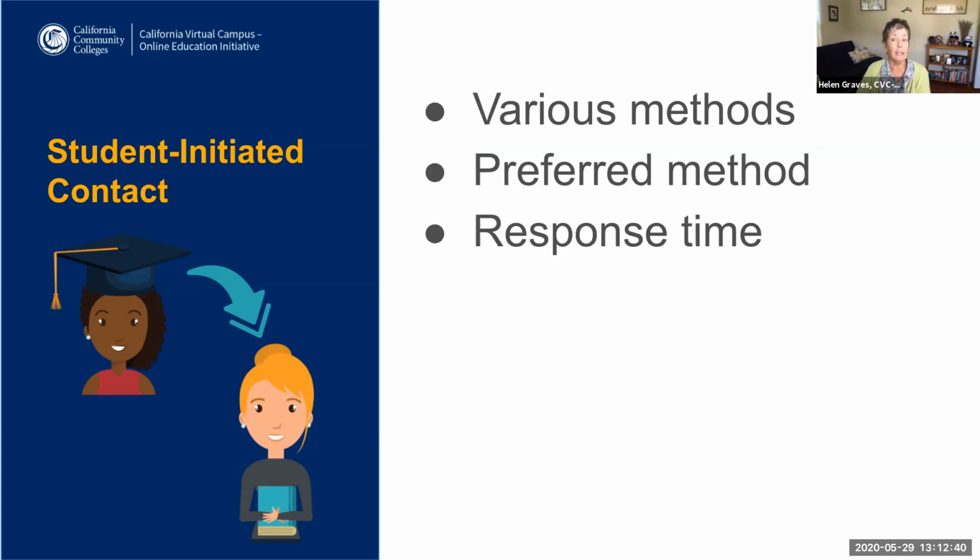You also want to make it clear what's your preferred contact method. You may have one way you want them to contact you if they have questions about the class or about the course content, and another way if they have a personal question. And you also want to be sure and let them know your response time. How long will it take to get a reply? You may want to indicate something like, if you don't hear back from me in 24 hours, assume I didn't get your email and please resend it.